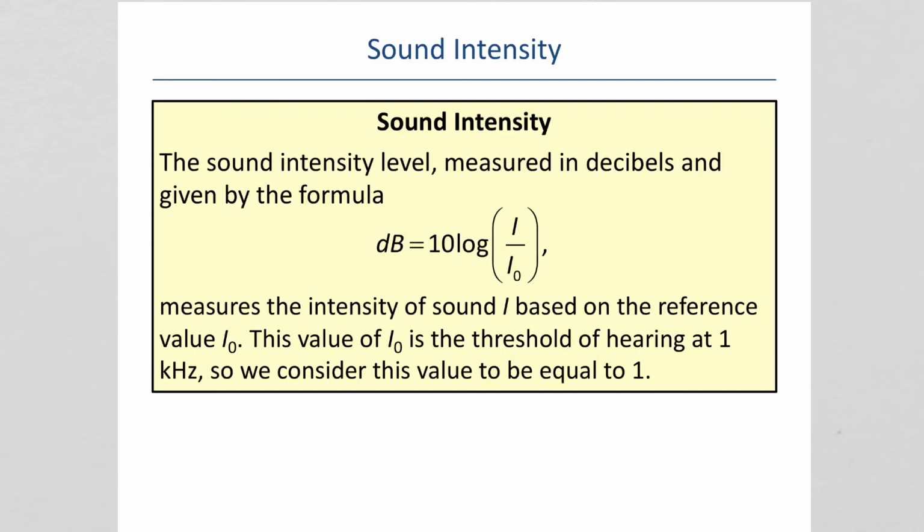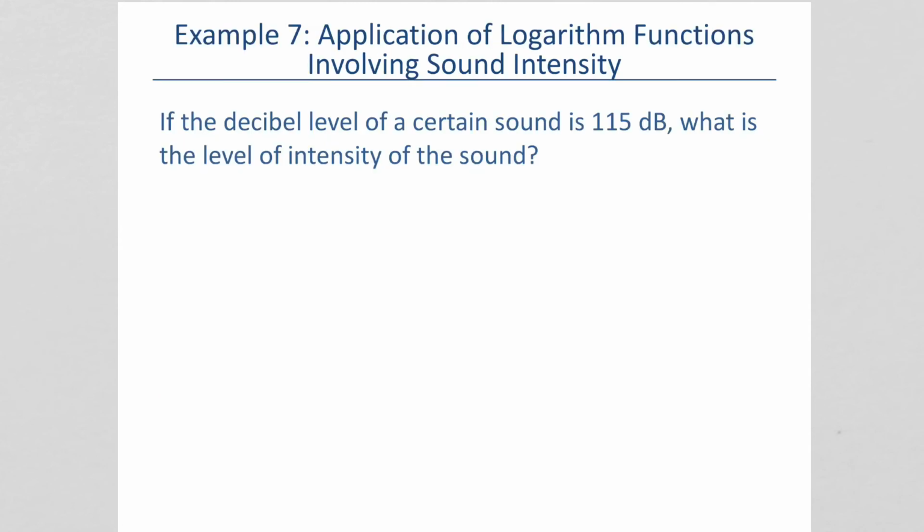The sound intensity level is measured in decibels and given by this formula, where the decibel level is 10 times the log of I over I naught. It measures the intensity of sound I based on the reference value I naught. The value of I naught is the threshold of hearing at 1 kilohertz, so we consider this value to be equal to 1. If the decibel level of a certain sound is 115 decibels, what is the level of intensity of this sound?